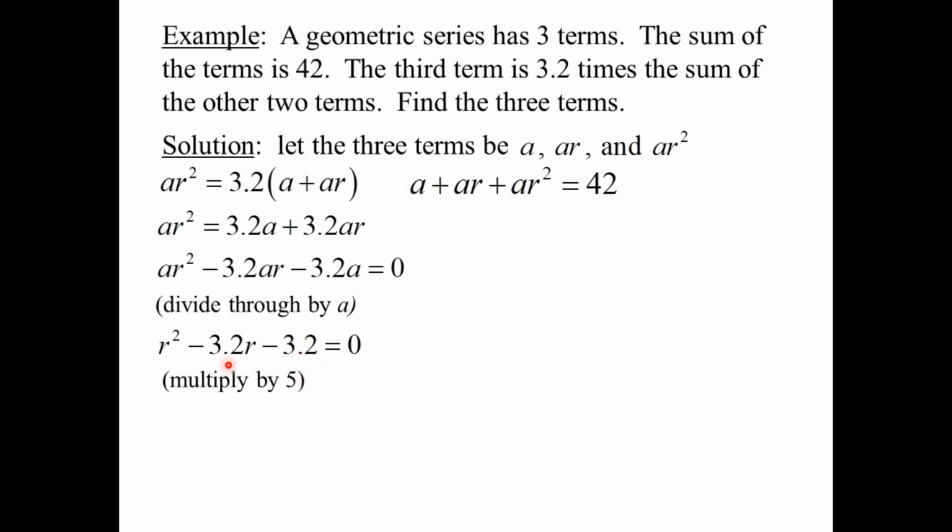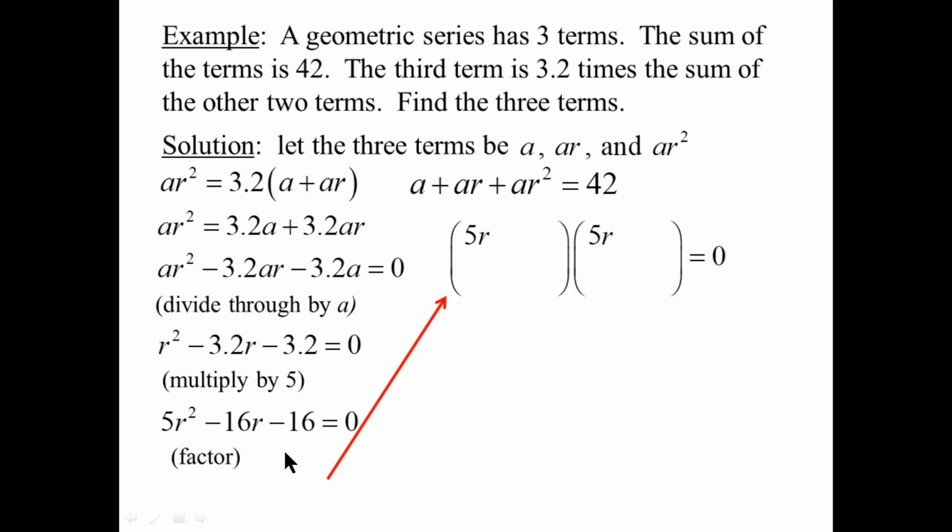So if we multiply by 5, that will clear the decimals because 5 times this 0.2 is a whole number. So we'll multiply through by 5. 5r squared minus 16r minus 16 equals 0. And here we go, solving by factoring. Well, it's equal to 0, so we're going to need the tall brackets factoring, with the 5r in the top left corner, like this.